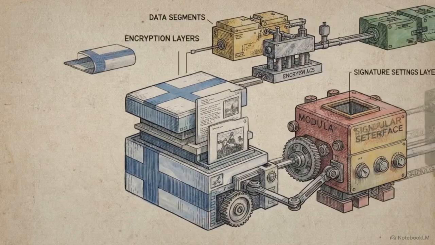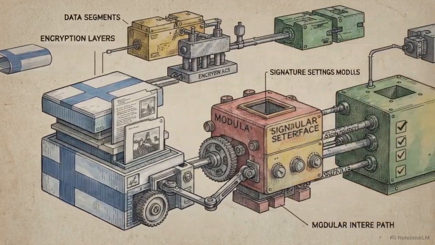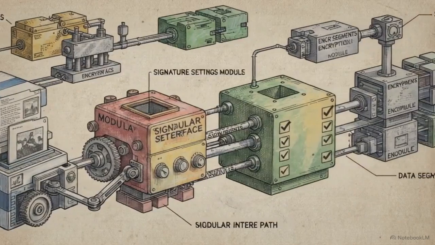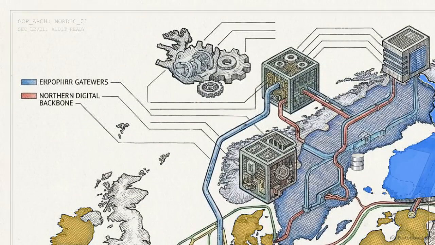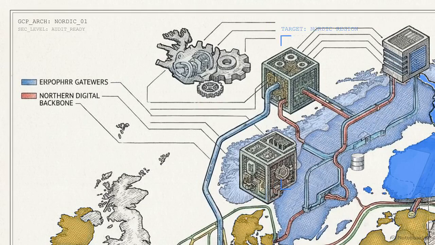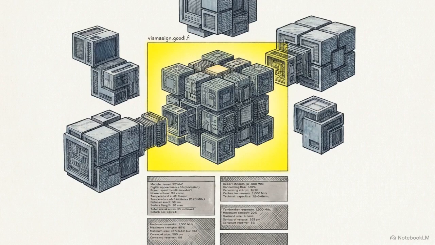Goodi Sign is a document management application that bridges Google Workspace infrastructure directly with Visma Sign's electronic signature ecosystem. Built specifically for organizations running on Google Workspace, the platform operates from Finland under stringent European Union data protocols. This is the vismasign.goodi.fi homepage.